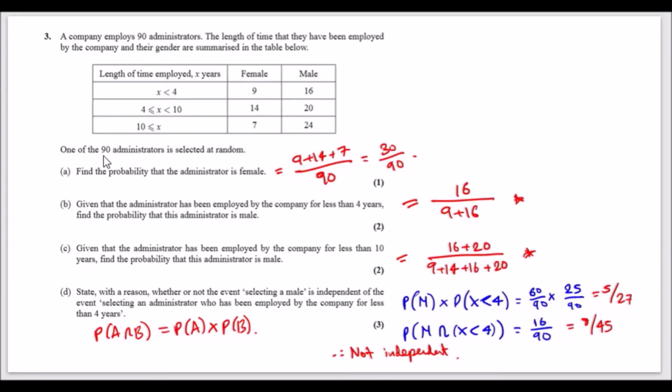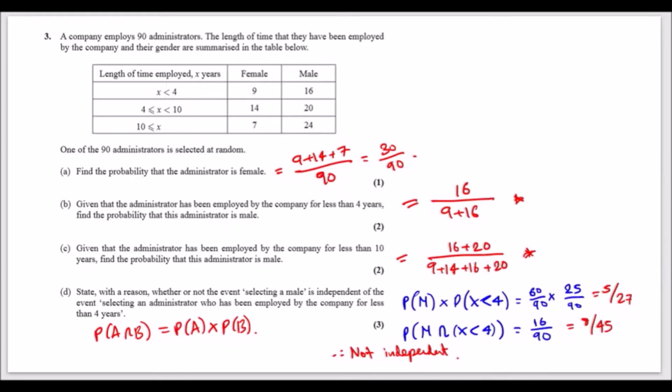Now, let's do this step by step. One of the 90 administrators is selected at random, so only one person. Find the probability that the administrator is female. Well, that's easy. All you do is look at the female column. It could be any female, so 9 plus 14 plus 7, and we know it's out of 90 people. So it'll be all of these over 90, which is 30 over 90, or 1/3.